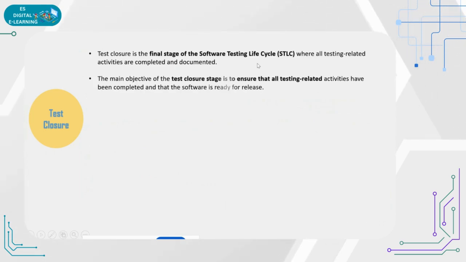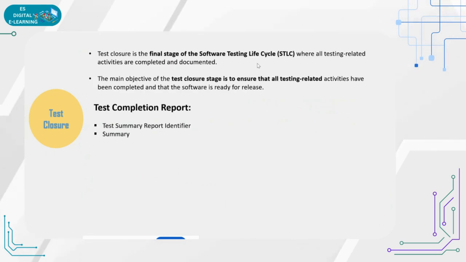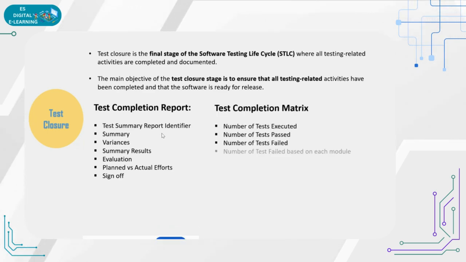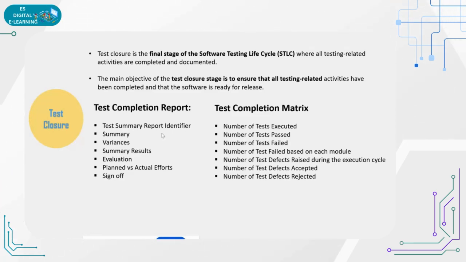What are all the points we'll consider? We'll identify the summary, the reporter identifier, who tested and what functions he tested, and what is the final result, how many test cases passed or failed, how many are pending, why some were not tested, and how many hours it took for doing the testing. That all will be in the test closure report. It has the completion of how many test cases executed, passed, failed, rejected, accepted. All this will be a part of the test closure activities.